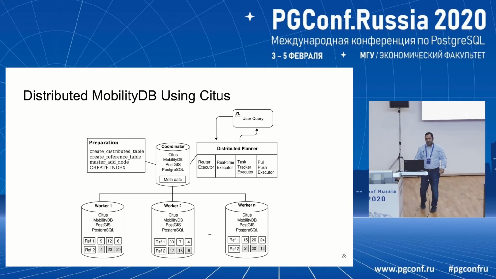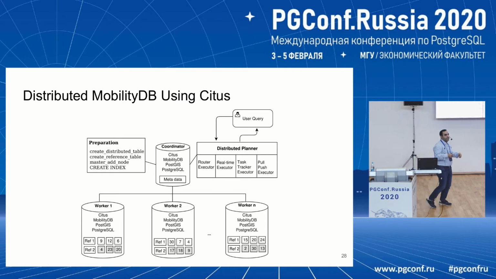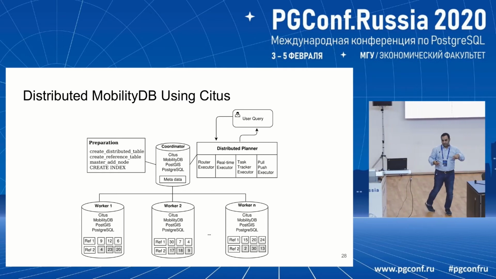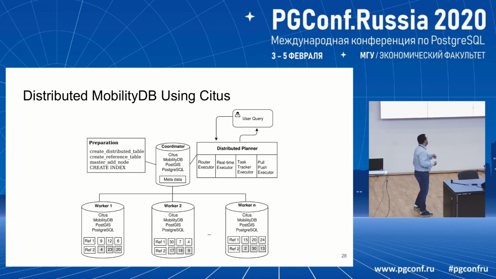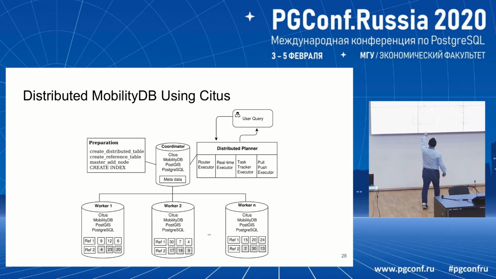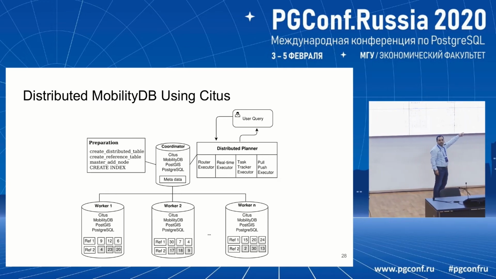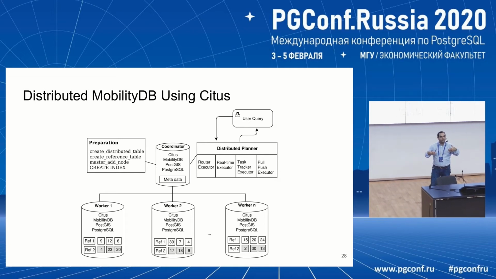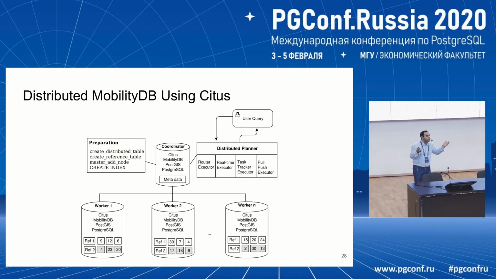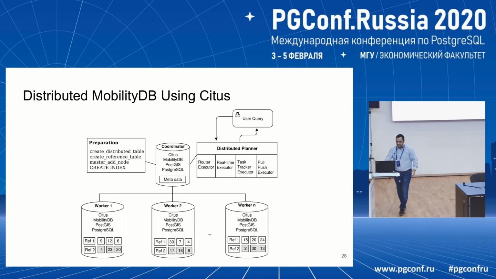And the good thing is that Citus distributes SQL, meaning that these worker nodes are going to receive SQL statements, and because they have MobilityDB, the SQL will be understood even if it has some MobilityDB operations, which is the idea.